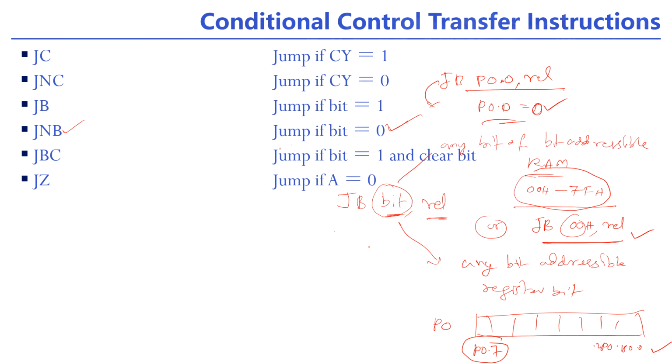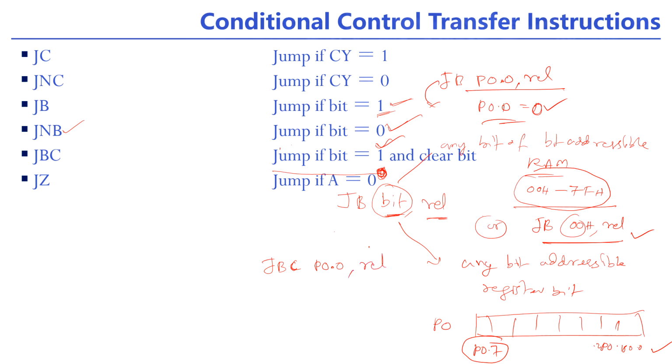The next case is jump if bit and clear. If the bit is 1, it jumps to the location address specified relatively in the instruction, and the bit is automatically cleared here. In the previous case, if the bit is 1, it just jumps. But in this case, while jumping, it will clear that corresponding bit. Let us see now: JBC, jump if bit and clear, port 0.0 comma relative address.